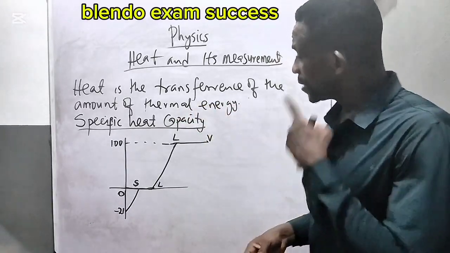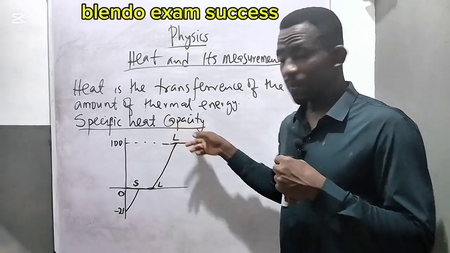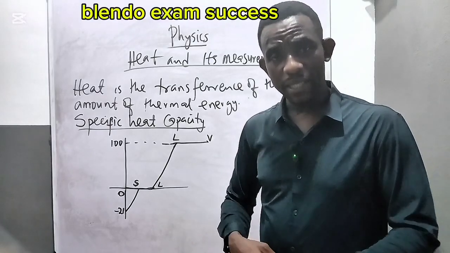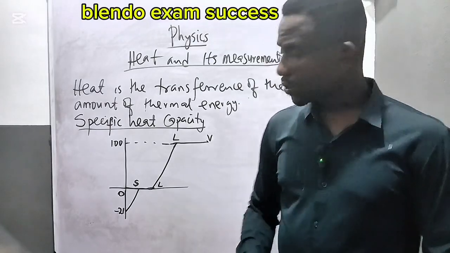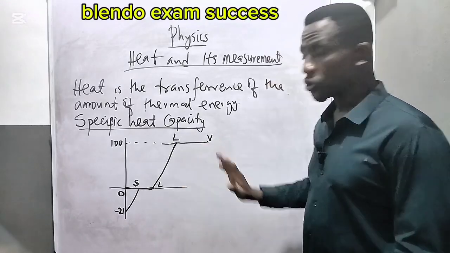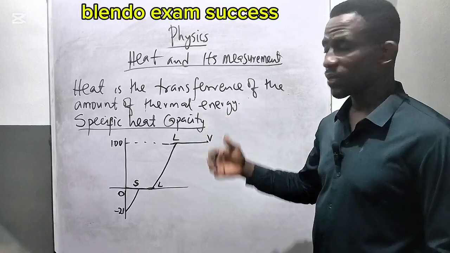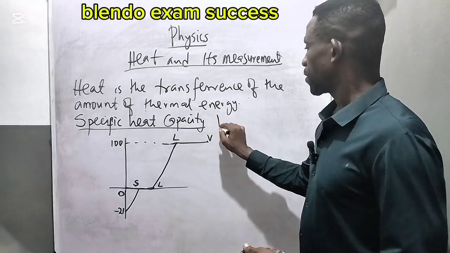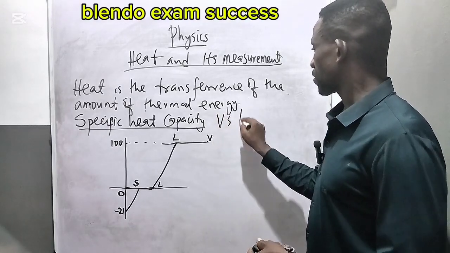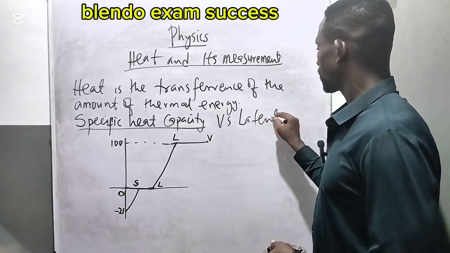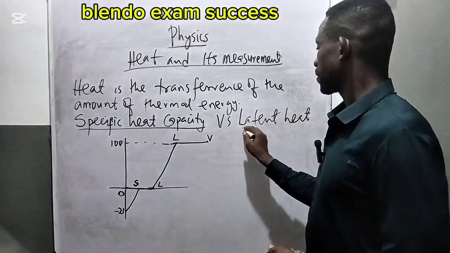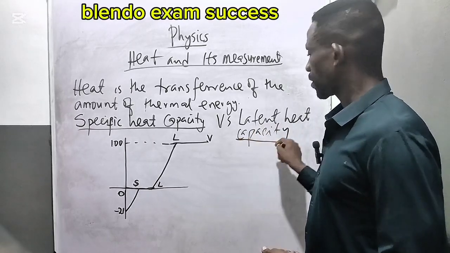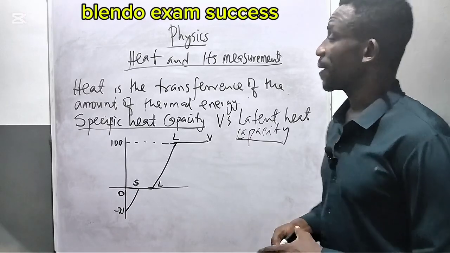Then the specific heat capacity is just the quantity of heat that can be absorbed by a body. So I'm going to use this diagram to show you how the specific heat capacity and latent heat capacity work. Specific heat capacity versus latent heat capacity. Very, very important in the measurement of heat.